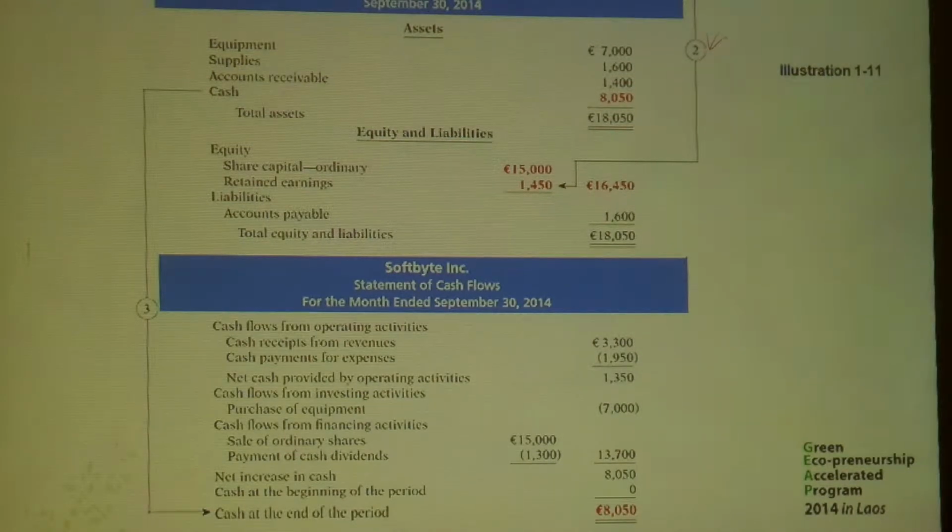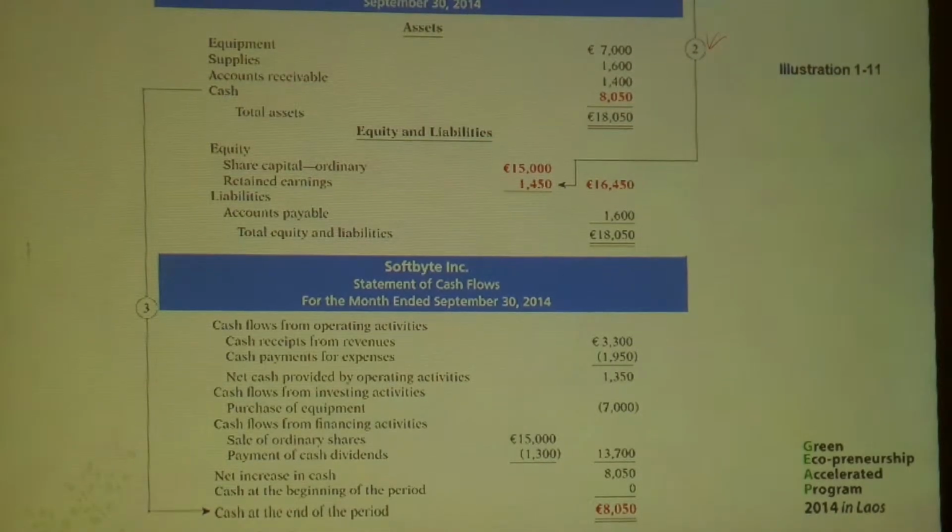What did the company do? Company purchased equipment. So $7,000 cash paid out. So that's investing activities because the company purchased something for a longer period of time, right?